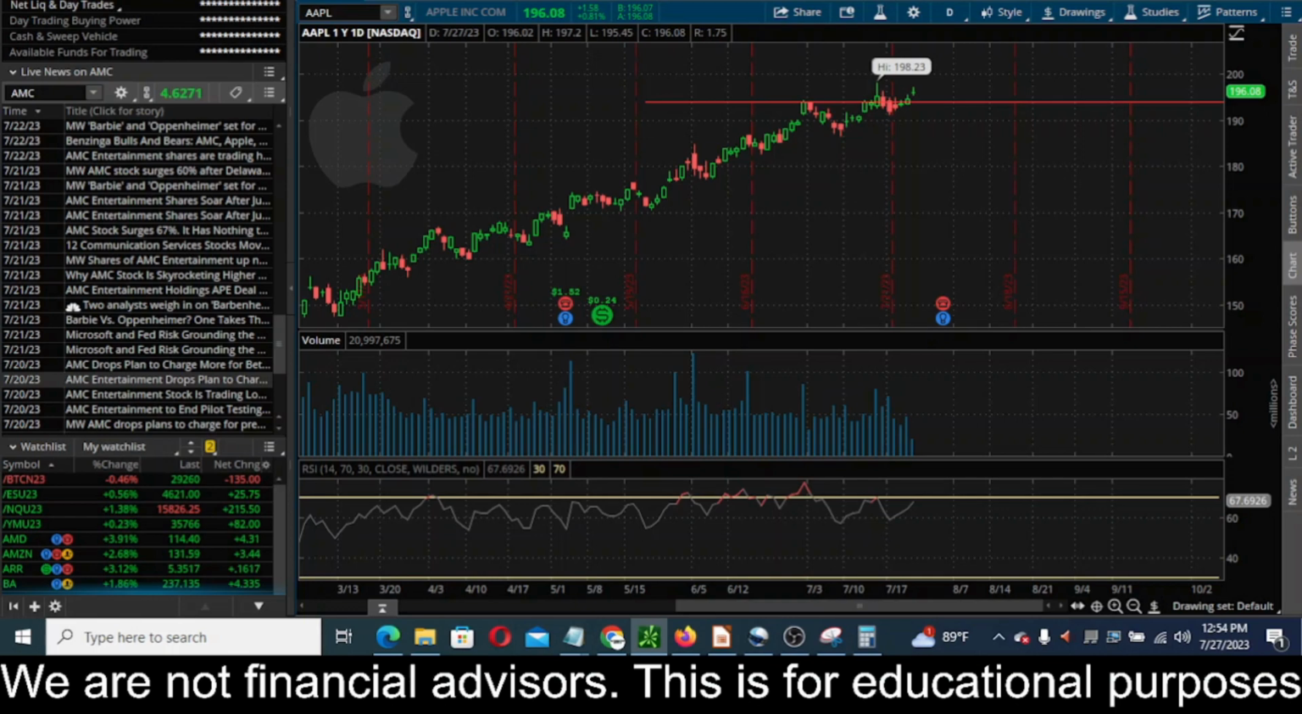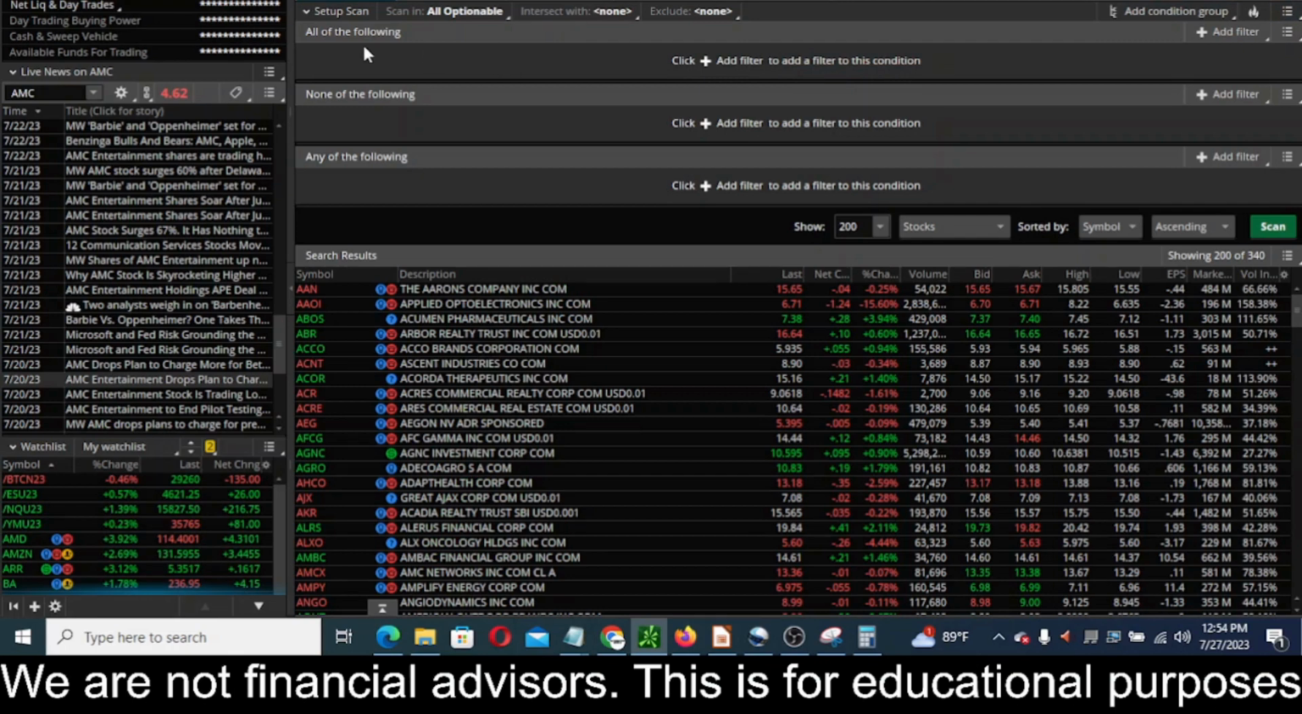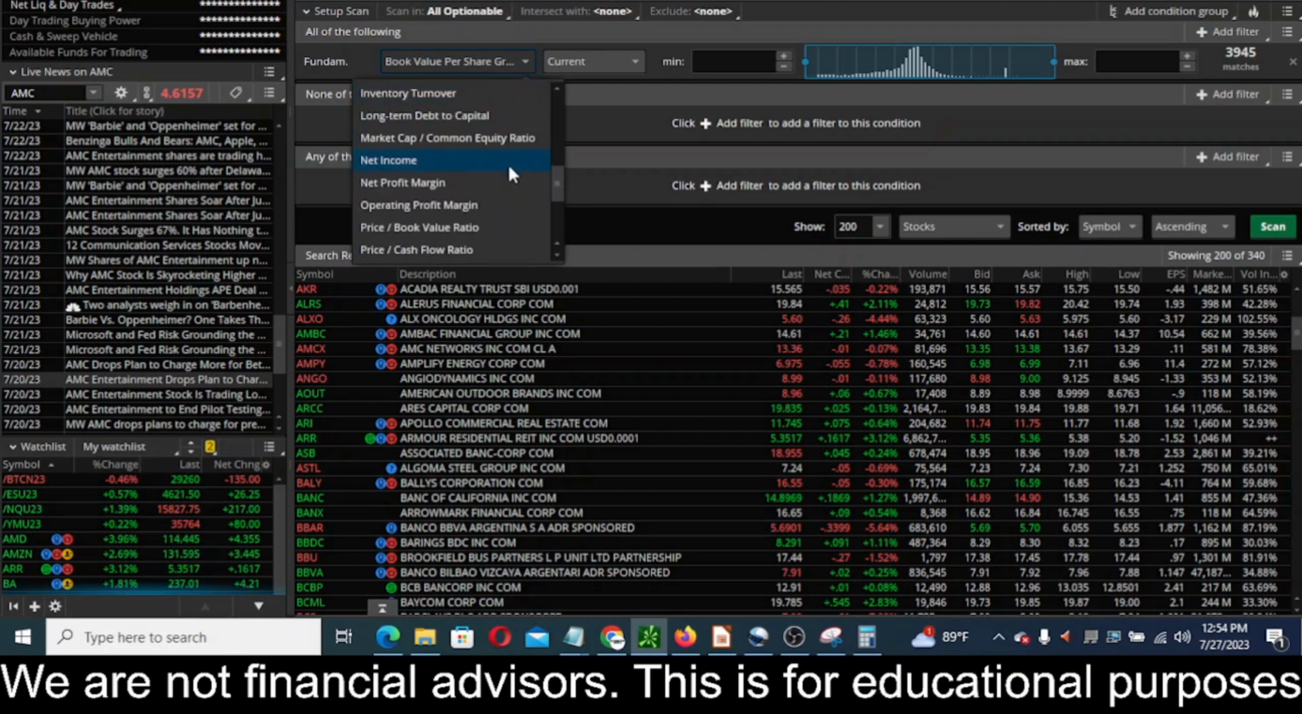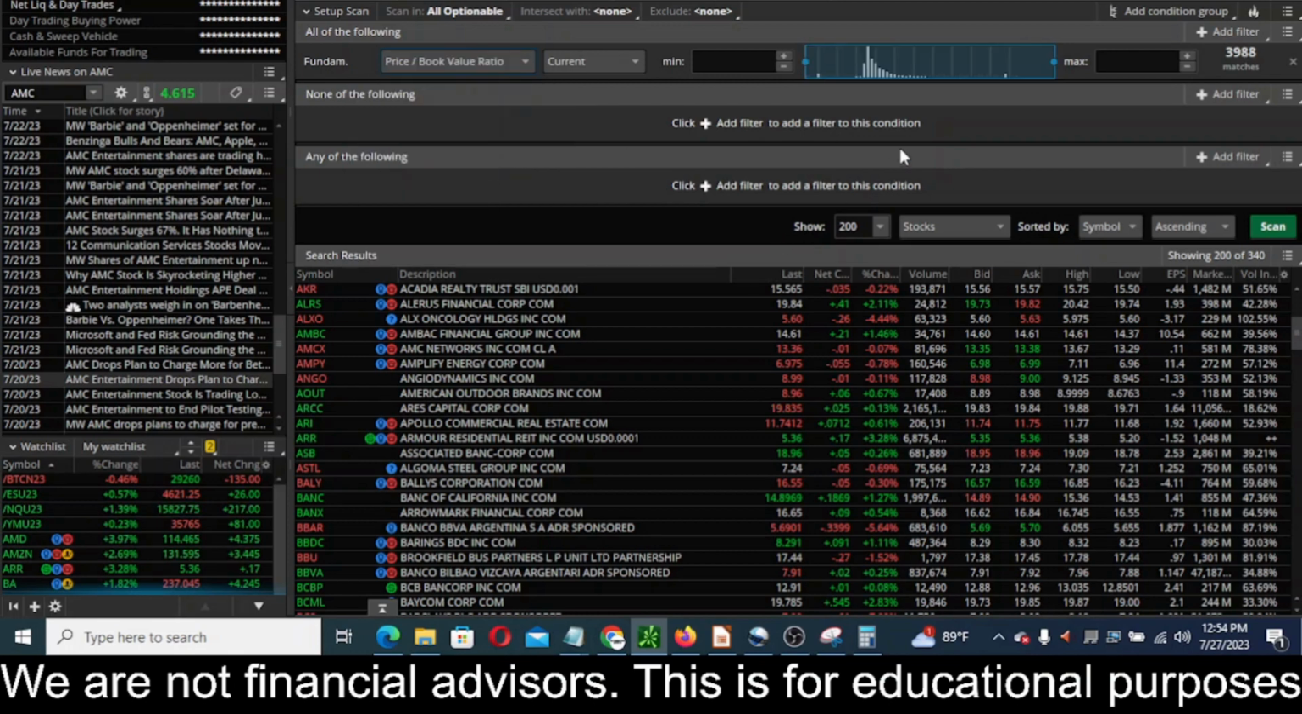One thing I like to do is use the stock hacker. If you come up to the top in Thinkorswim to the Scan tab, you've got the stock hacker here. I like to click add filter in the upper right, and I'm going to use fundamental. I'm going to scroll down in this box and find price to book value ratio. This compares the current price that it's trading at versus the book value. And we're going to look for a specific ratio here.